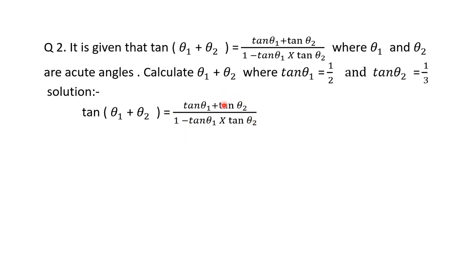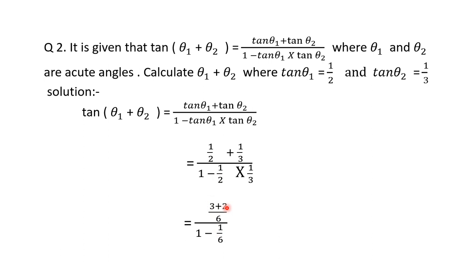Now on the right hand side we put the values of tan theta 1 and tan theta 2. Then we get (1 upon 2 plus 1 by 3) upon (1 minus 1 by 2 into 1 by 3). Now in the numerator the fractions are there, so we can solve this by taking the LCM. So let's take the LCM. The LCM of 2 and 3 is 6.